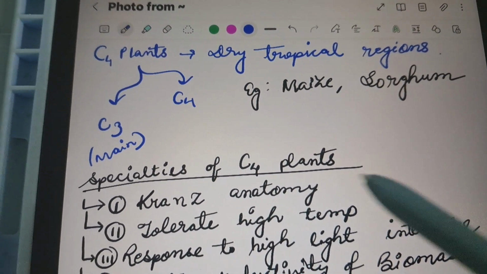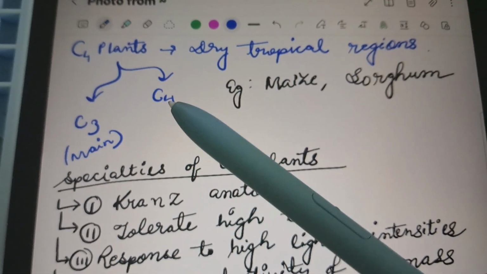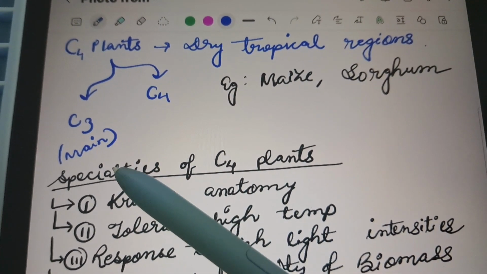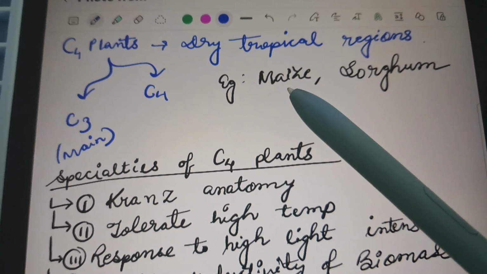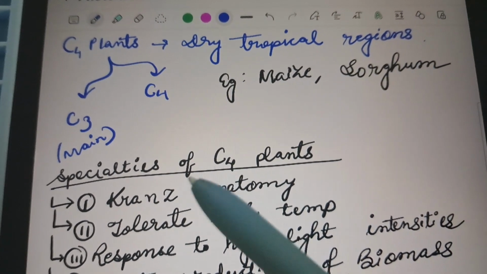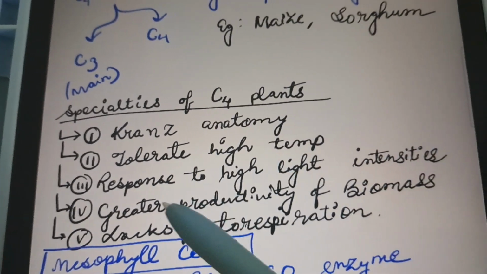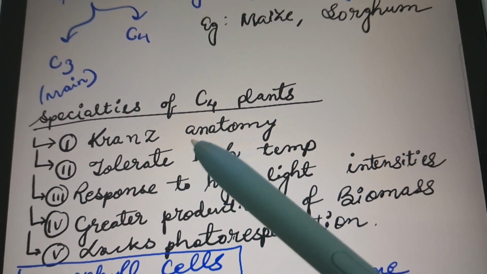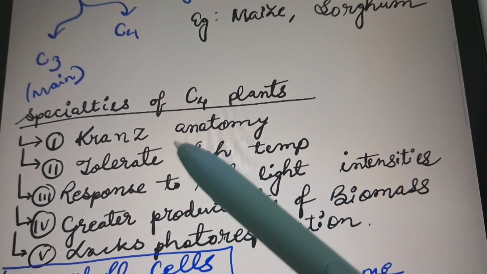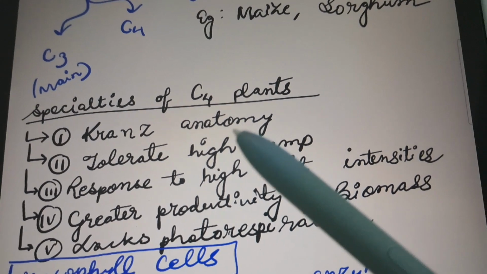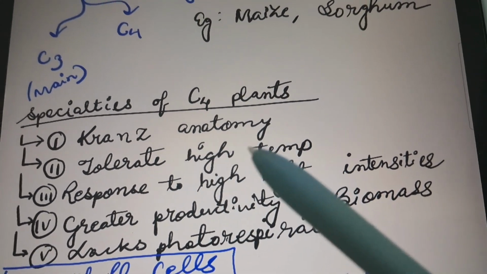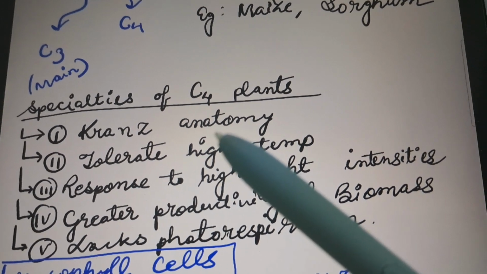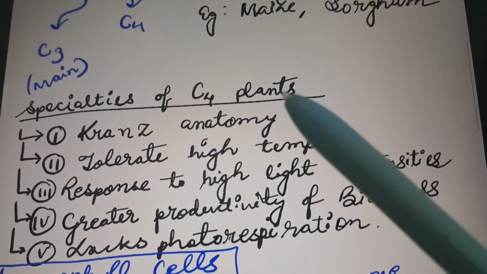C4 plants will show the C4 pathway as well as the C3 pathway. We can see this in maize and sorghum. Now coming to the specialities of C4 plants. They possess Kranz anatomy. Kranz anatomy is a special type of leaf anatomy where the vascular bundles are surrounded by a large number of cells called bundle sheath cells.